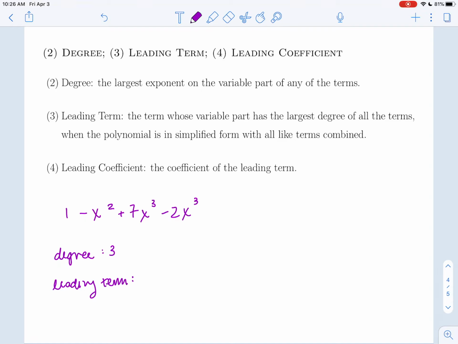Well, it's because we're missing kind of that second part of that definition, when the polynomial is in simplified form with all like terms combined. So in order to find that leading term, I actually need to finish simplifying this polynomial. I'll leave that 1 minus x squared out front, but I can combine those two terms with the x cubed into a 5x cubed. Right, now I just have that one option. The only thing I could possibly pick is that 5x to the third for that leading term. And then that leaves us with just pulling off that leading coefficient. So now that I have the leading term, that 5x to the third, that leading coefficient is just the 5.